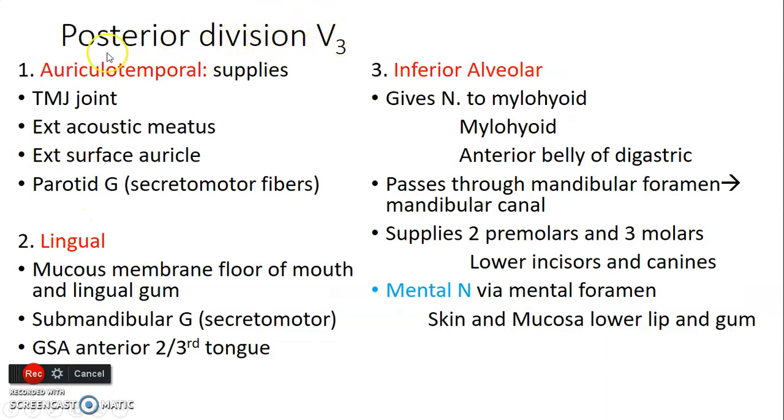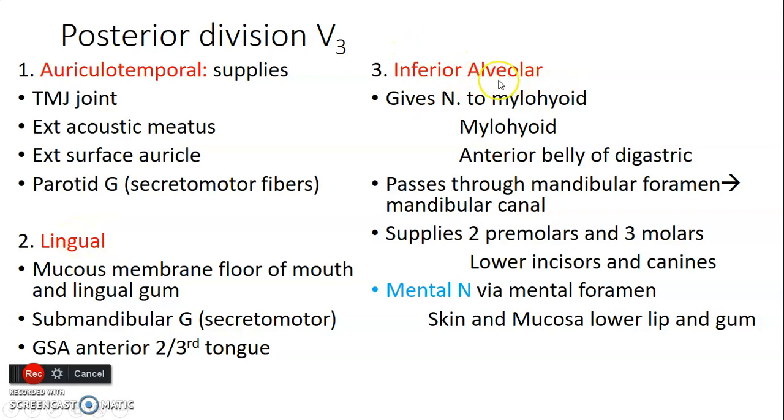So this posterior division has different branches. We have auriculotemporal. What does it supply? The temporomandibular joint, the external acoustic meatus, the external surface of the auricle, and the parotid gland. It gives secretomotor fibers to the parotid gland to make it secrete. Then we also have a lingual branch. This supplies the mucous membrane on the floor of the mouth and the lingual gum. It also supplies secretomotor fibers to the submandibular gland and provides general somatic afferent, pain and temperature sensation on the anterior two-thirds of the tongue, from the lingual branch of the posterior division of the mandibular nerve.